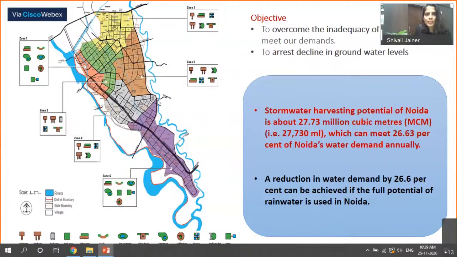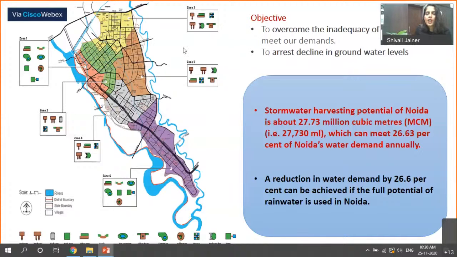The first one is Noida. This is a satellite city of Delhi. Here we worked with Noida Development Authority, and the main objective was to overcome the inadequacy in surface water, as well as to arrest the runoff. Noida was struggling, and is still struggling, because the water supply is majorly from groundwater. 80% of the water supply is from groundwater. So over the years, the groundwater has been declining, and there was no provision for runoff to be arrested, in spite of the fact that it lies between two rivers.